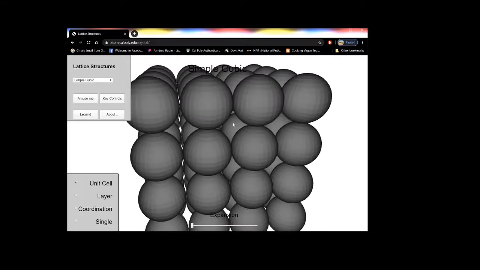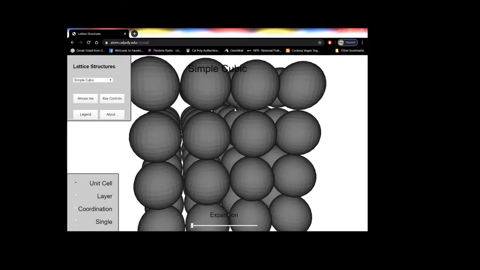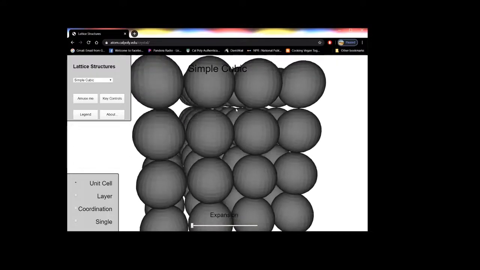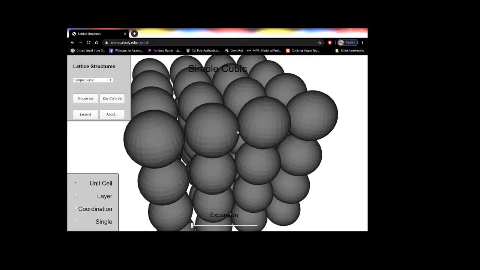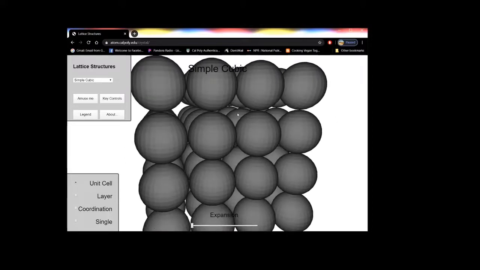I'd pick that guy that I'm pointing at right there. And I would say, how many atoms are closest to it? How many atoms are touching it? And that number of nearest neighbors is the coordination number. It's kind of hard to see.